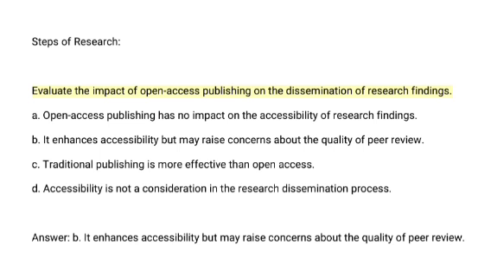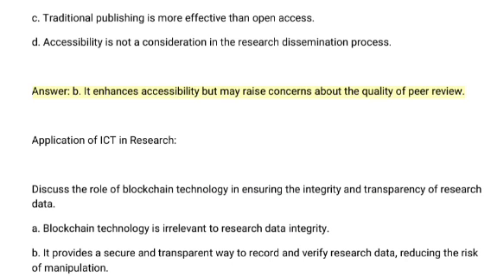Steps of research. Evaluate the impact of open access publishing on the dissemination of research findings. A. Open access publishing has no impact on the accessibility of research findings. B. It enhances accessibility but may raise concerns about the quality of peer review. C. Traditional publishing is more effective than open access. D. Accessibility is not a consideration in the research dissemination process. Answer. B. It enhances accessibility but may raise concerns about the quality of peer review.